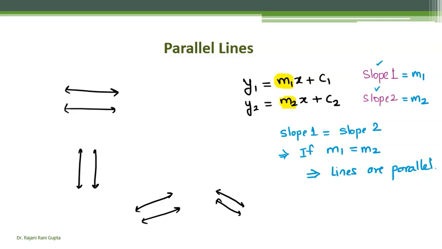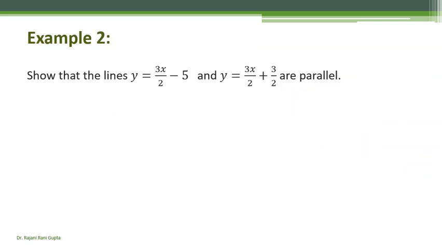Let's consider an example to understand it well. So suppose you have these two equations of line. This is first equation, y equal 3x over 2 minus 5, and the second equation of line as y equal 3x over 2 plus 3 over 2. So what you have to do, first thing you have to do is find the slope. So y is equal to 3x over 2 minus 5.